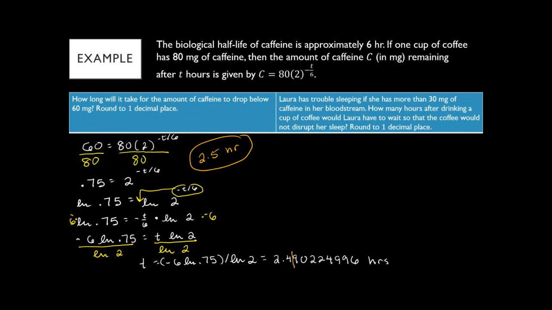So then we've got a follow-up question. Laura has trouble sleeping if she has more than 30 milligrams of caffeine in her bloodstream. How many hours after drinking a cup of coffee would Laura have to wait so that the coffee would not disrupt her sleep? Round to 1 decimal place.